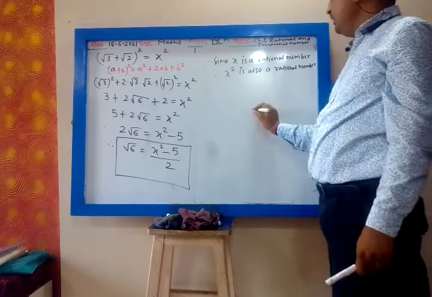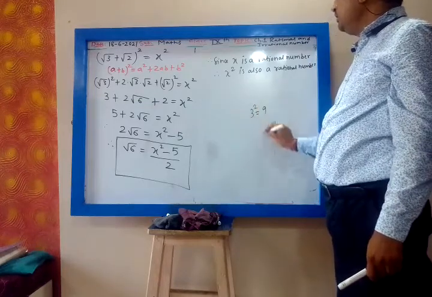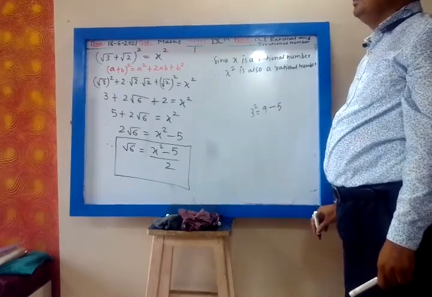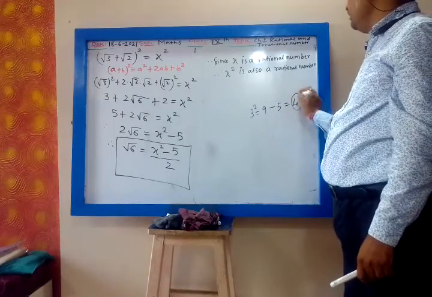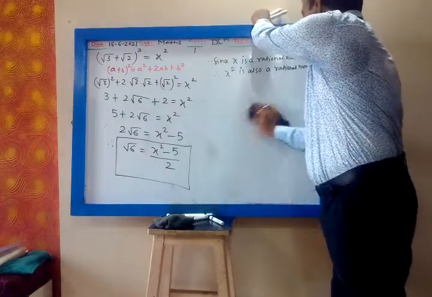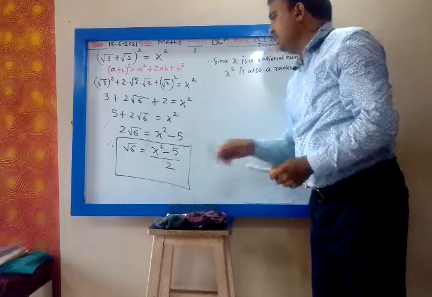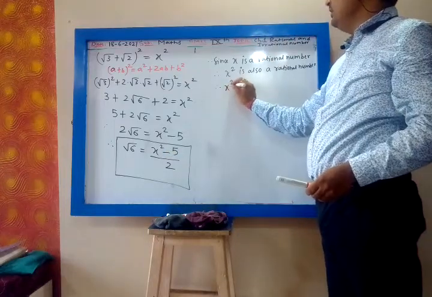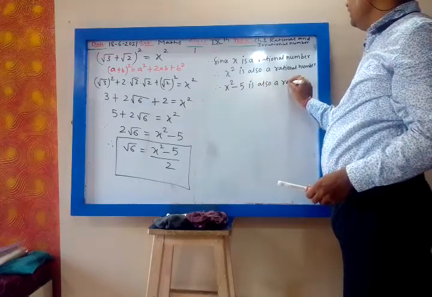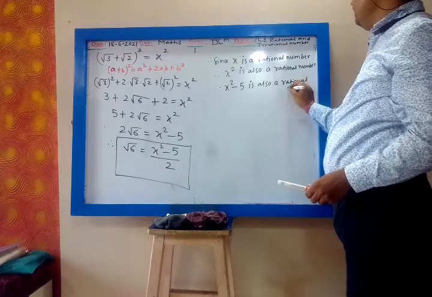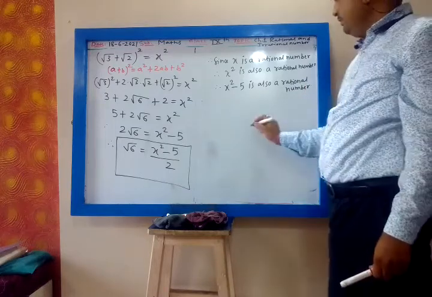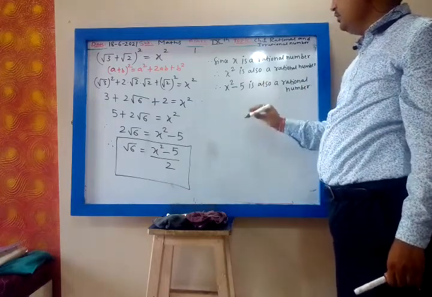For example, 3 square is 9. 9 is also rational. What is 9 minus 5? 4. What is 4? Rational or irrational? Rational. So if x square is a rational number, then we subtract 5 from that. So x square minus 5 is also a rational number, because if x square is rational, then if you subtract 5 from that, it will again be a rational number. Everything should be written.